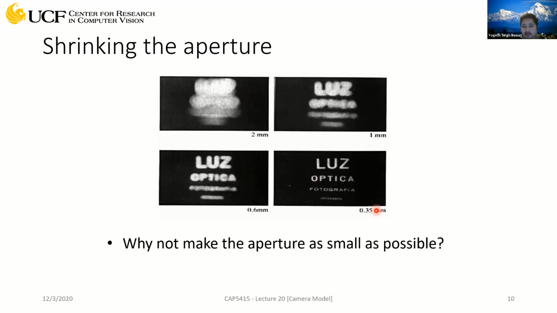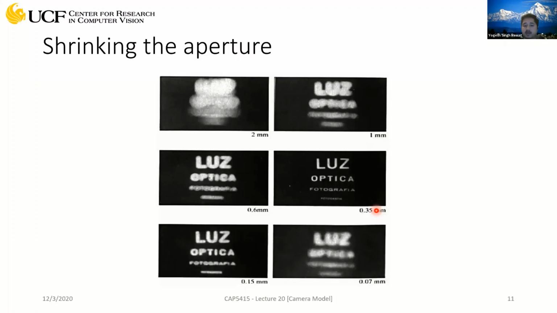Okay, so we can try to reduce it further, but the issue will be the rays will try to diffract, and again the quality will go bad. So there is some optimal amount of light you need to project your objects into your image frame.